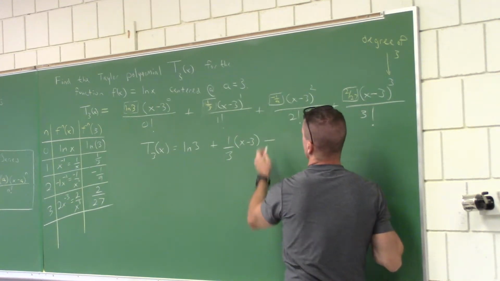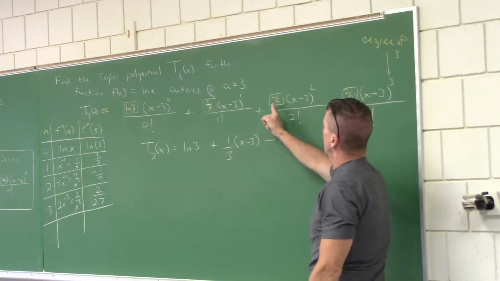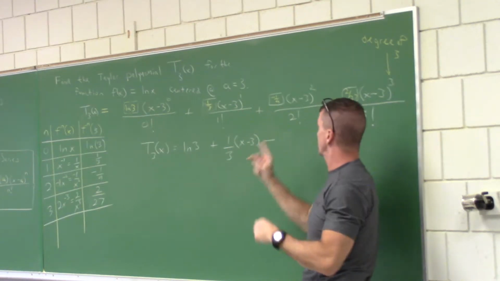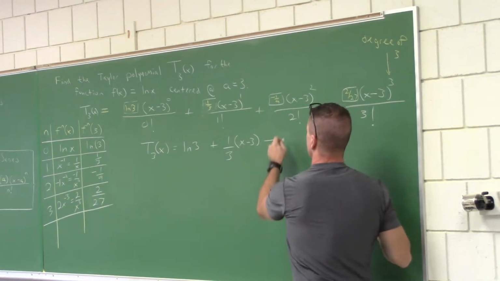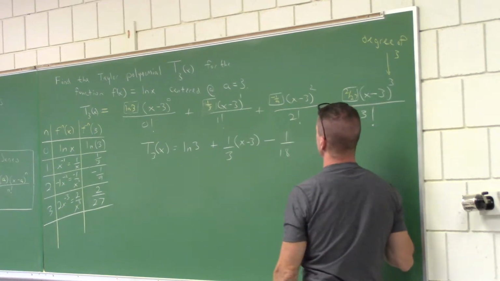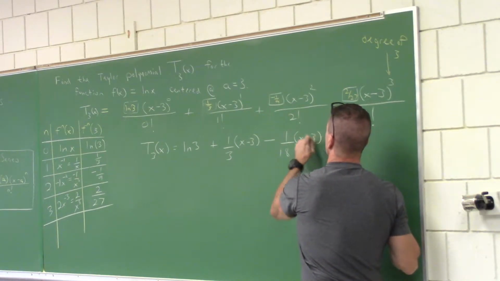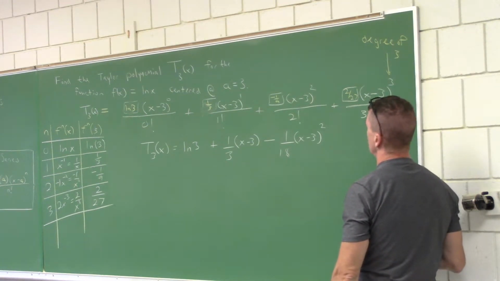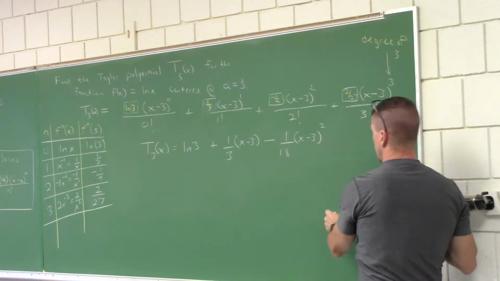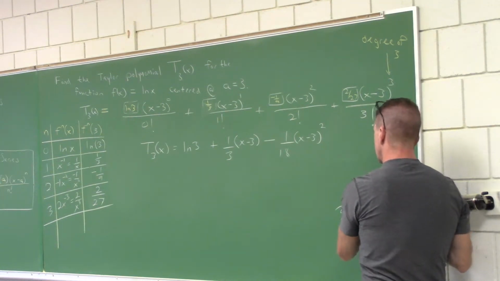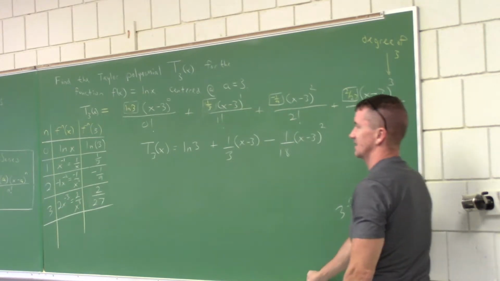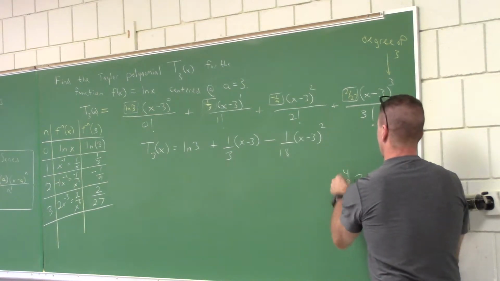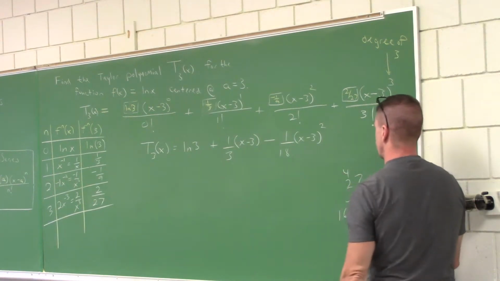Notice this is minus, so I'm going to put a negative or subtraction sign. I can put that 9 with the 2 factorial, can't I? 2 factorial is 2. What's 2 times 9? 18. Can you help me with this? 3 factorial is 6. What's 6 times 27? What's 27 times 6? Is that 162?